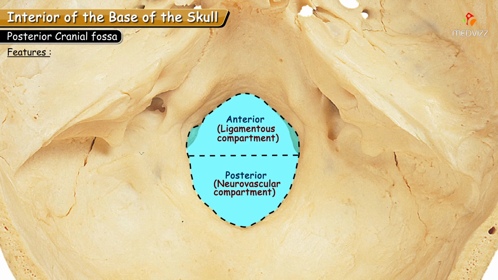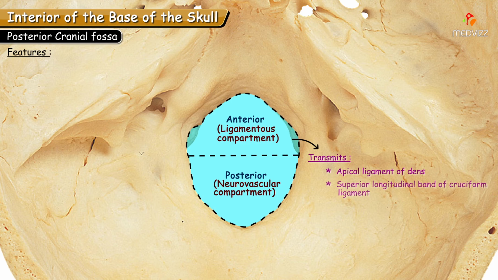So beginning with the ligamentous compartment, it transmits the apical ligament of the dens, the superior longitudinal band of the cruciform ligament and the membrana tectoria, which attaches along the margins of the foramen magnum. So these 3 structures we already saw attaching to the lower part of the clivus, passing through the anterior part of the foramen magnum.